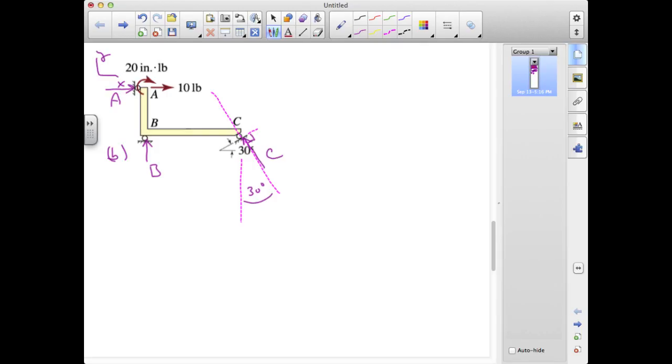So now what do our equations look like? Sum of the forces in X equals 0. We have A minus C sine 30 degrees, and sine 30 degrees is a half, so this is minus 1/2 C plus 10 pounds is equal to 0.